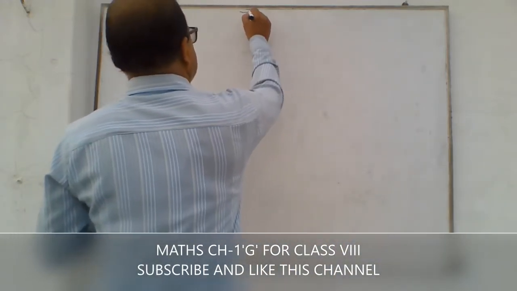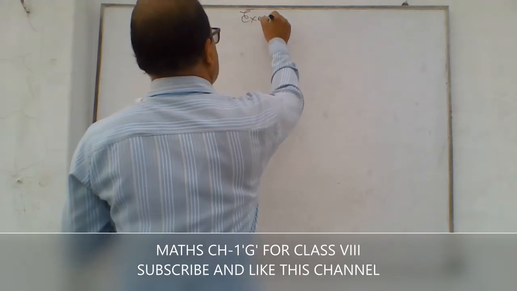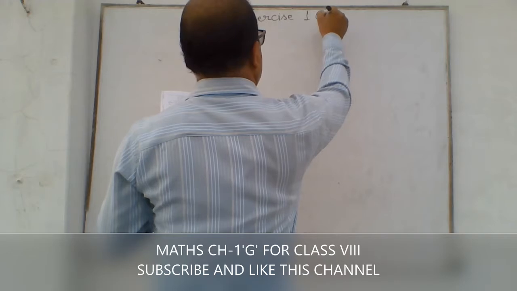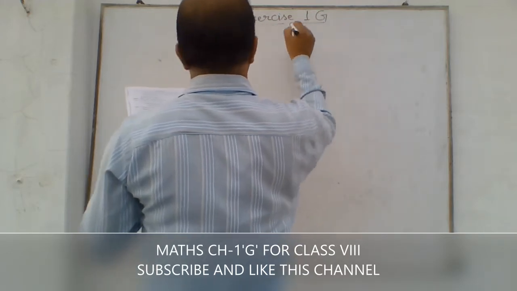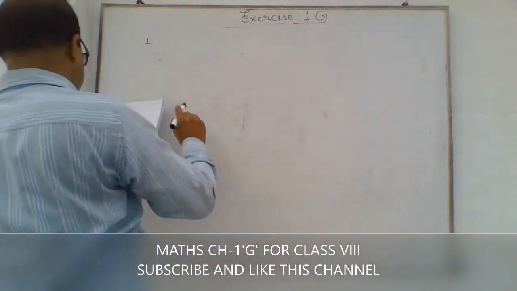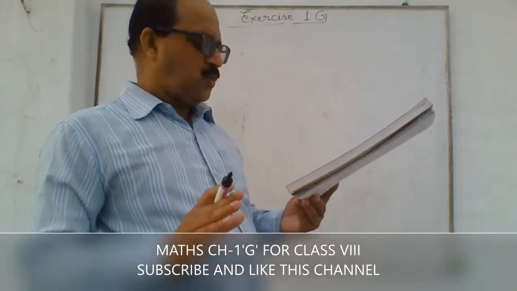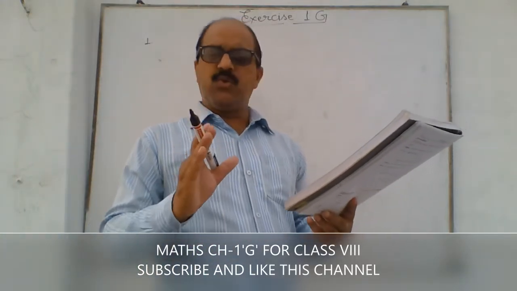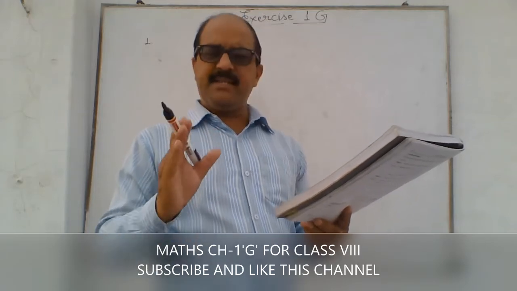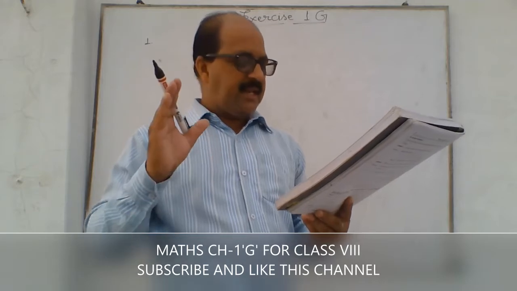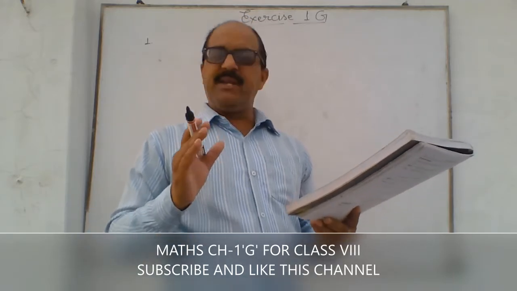Exercise 1G. In question number 1, from a rope 11 meter long, two pieces of length 2 whole 3 by 5 meter and 3 whole 3 by 10 meter are cut off. What is the length of the remaining rope?